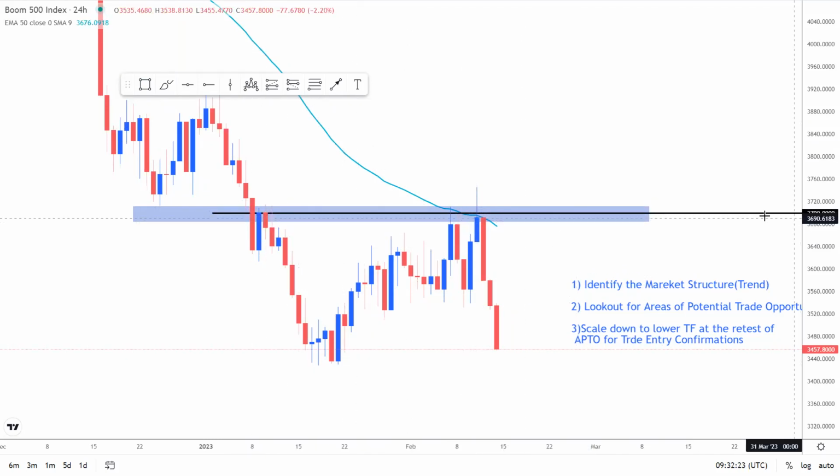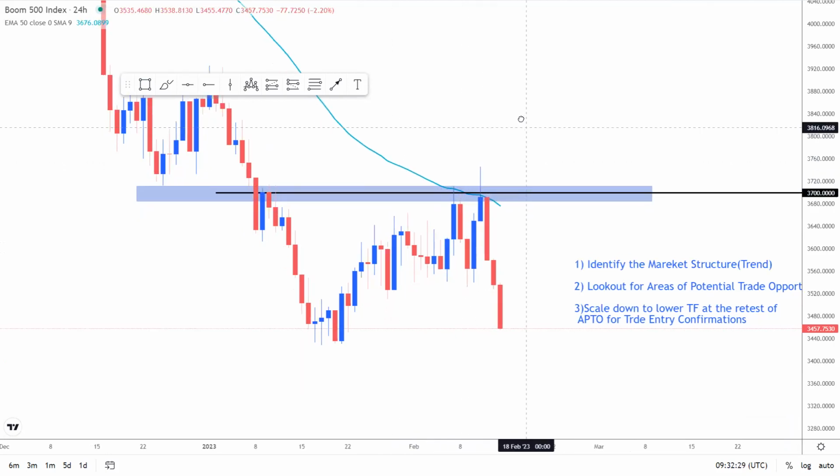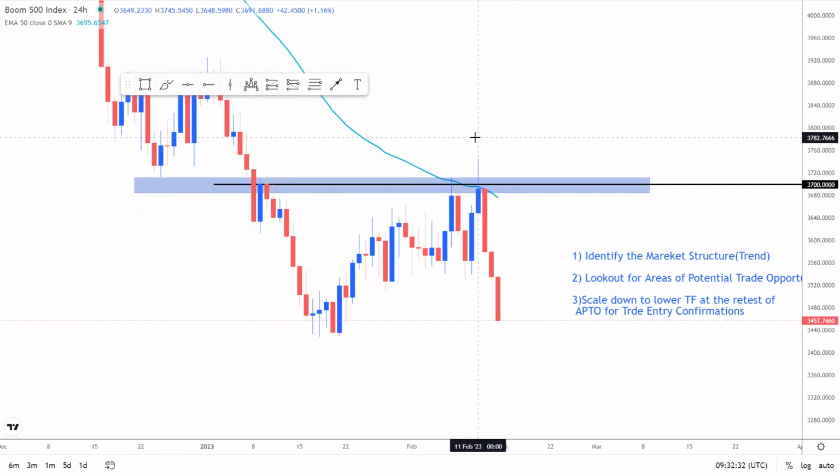A nice rejection candlestick close off of the key level, and also rejecting the 50 exponential moving average, confirming that price is very committed to head back to the downside. Because clearly, we've identified the structure of the market, and we clearly have identified price was trading into previous daily swing highs.